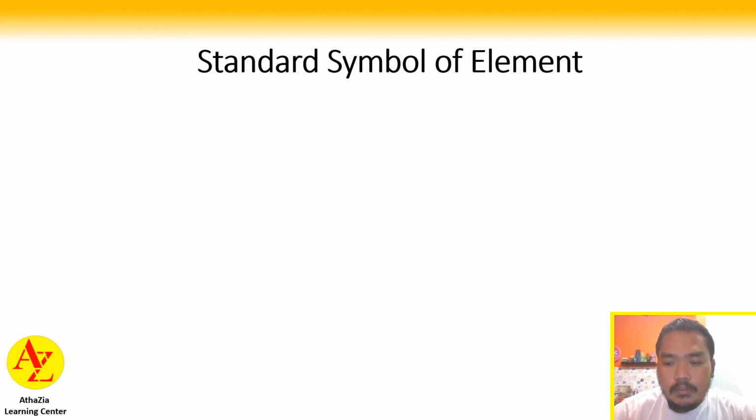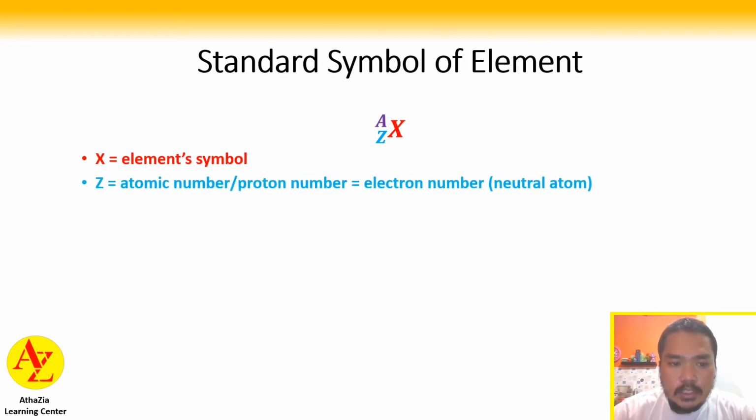Standard symbols of elements can generally be described like this: A, Z, X. While X is the element symbol, Z is the atomic number or proton number, which also equals the electron number, with the note that this is for neutral atoms, not ions. Then A is the nucleon number or the mass number, which is the proton plus neutron number.